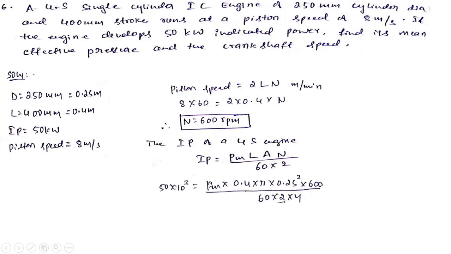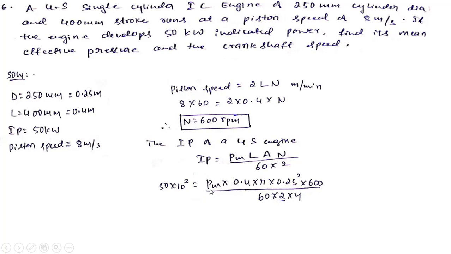Next I will substitute all the values here. Indicated power is 50 kilowatt, that is 50 into 10 power 3 watts. Then mean effective pressure PM is to be calculated. Then 0.4 is the stroke length, and area is pi d square divided by 4. Pi is here, d square is 0.25 meter, and I have substituted that square divided by 4 here, into N, the speed of the engine, that is 600 RPM. Substituted that 600 divided by 60 into 2 in the denominator, write it as it is.